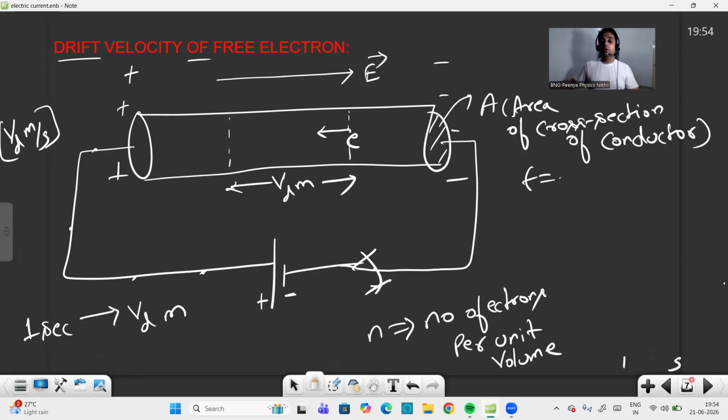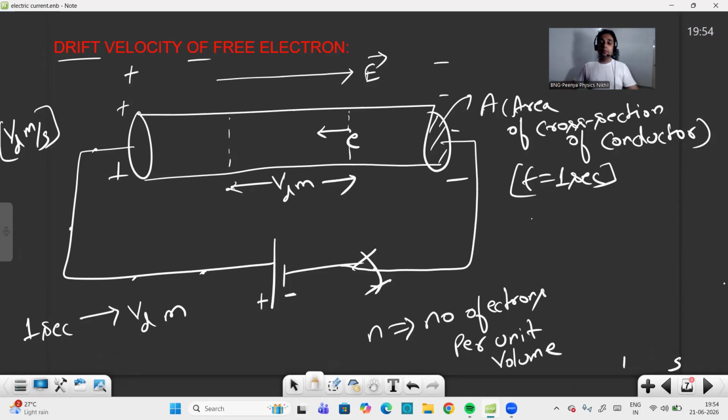So t we consider as 1 second, and the area is A. So the total volume of this section is A into Vd. The volume of free electrons covered in 1 second is A into Vd.